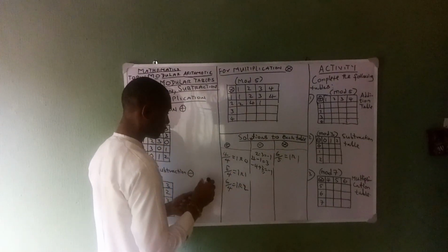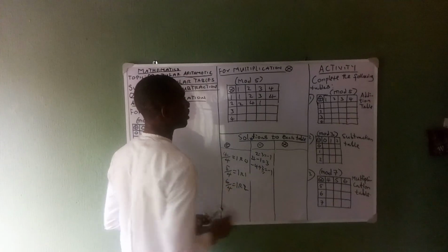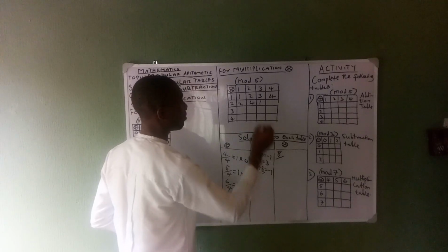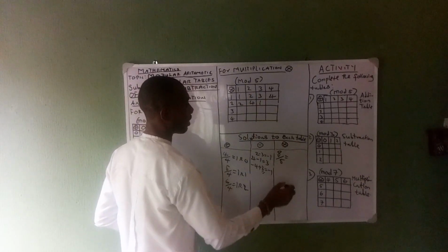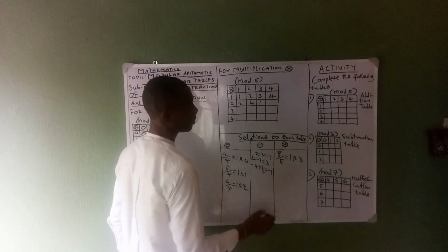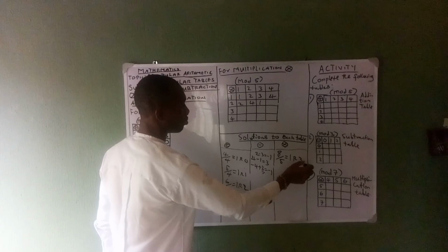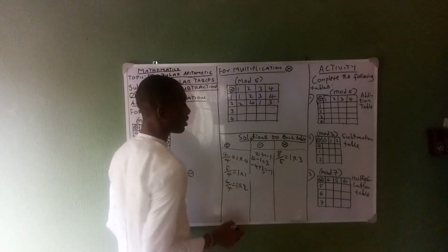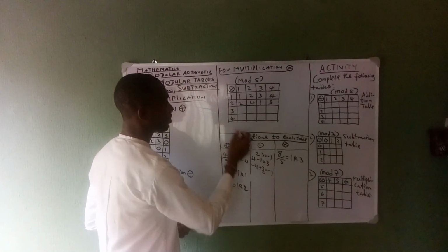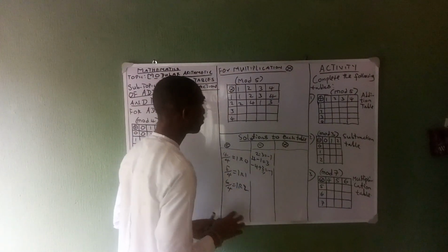Then we'll have the next one, which is 2 times 4. 2 times 4 will give us 8. We'll say 8 divided by 5. 8 divided by 5 will give us 1 remainder 3. So what do we do? We'll take the remainder, which is 3, and put it here. So we'll have the next one as 3.